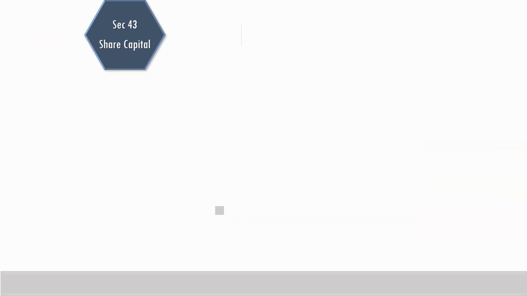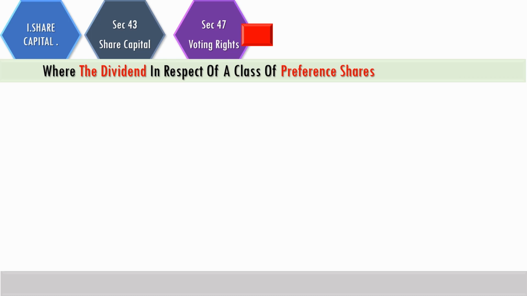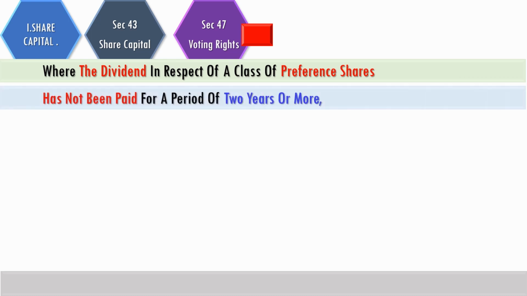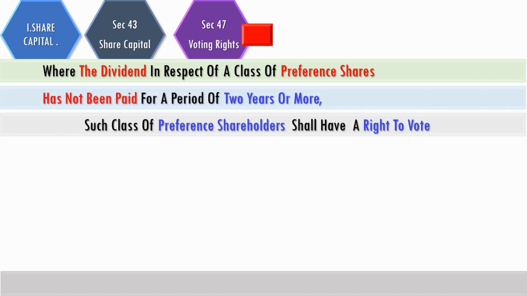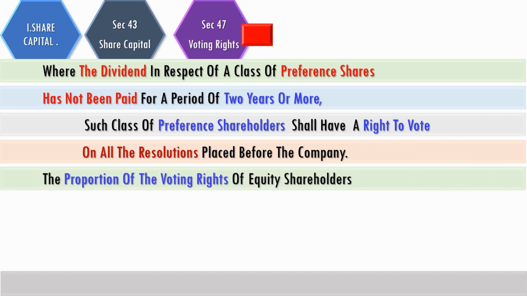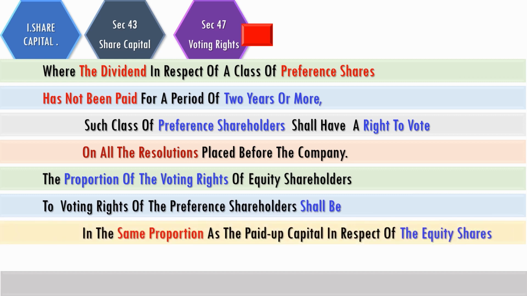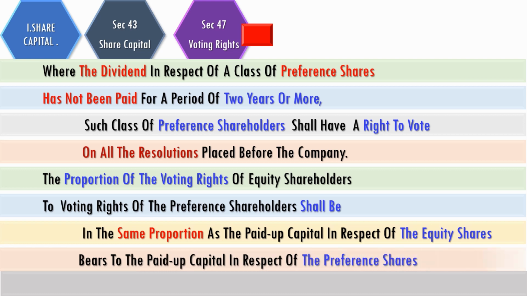When dividend on preference shares is not paid for 2 years, it gives them a special right. They can vote on all resolutions placed before the company, and the proportion of voting rights between equity and preference shareholders will be the ratio of paid up amount in respect of the two categories.